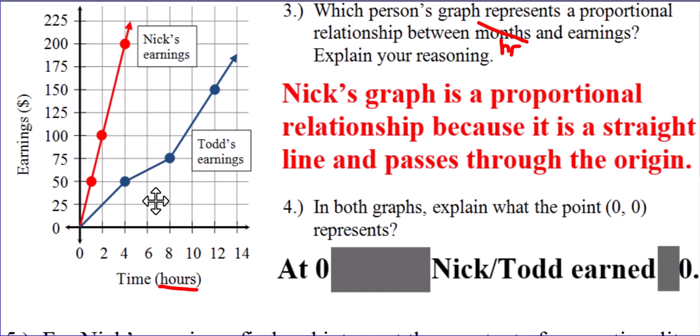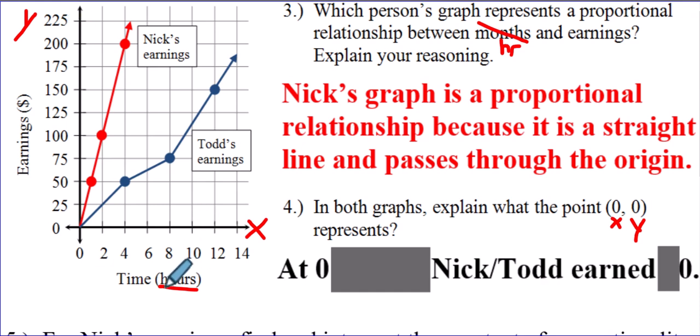All right, problem number 4. In both graphs, let's explain what the point 0, 0 represents. You're like, how do I do this? Well, first of all, don't forget, the first number is always the x, the second number is the y, and the x-axis is the one that goes right and left. The y-axis is the one that goes up and down.